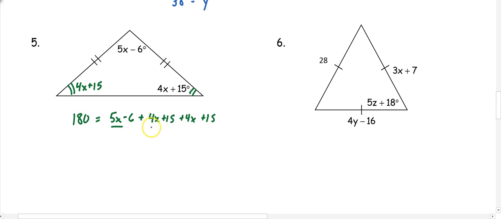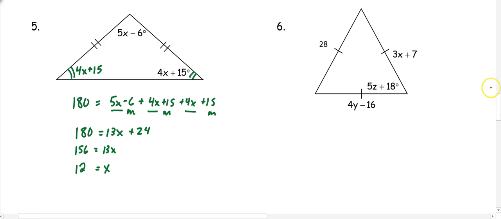So when I combine like terms, 5x, 4x, and 4x gets me 13x. Negative 6, 15, and 15 gets me plus 24. So I'm going to subtract 24 from both sides. So 180 minus 24 gets me 156 equals 13x. And when I divide by 13, I get x is 12.